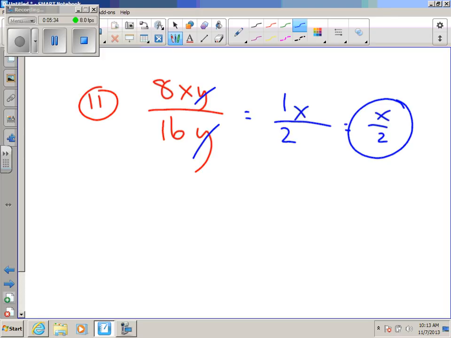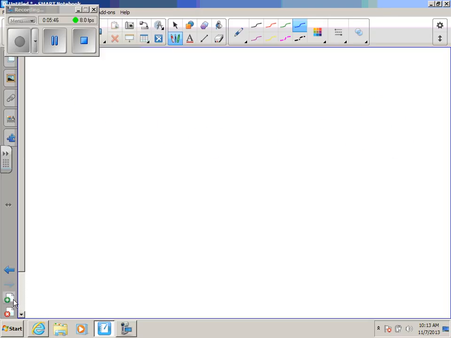LCD to determine which fraction is greater. Oh. We didn't do this one. All right, this will be good. And then we'll stop.